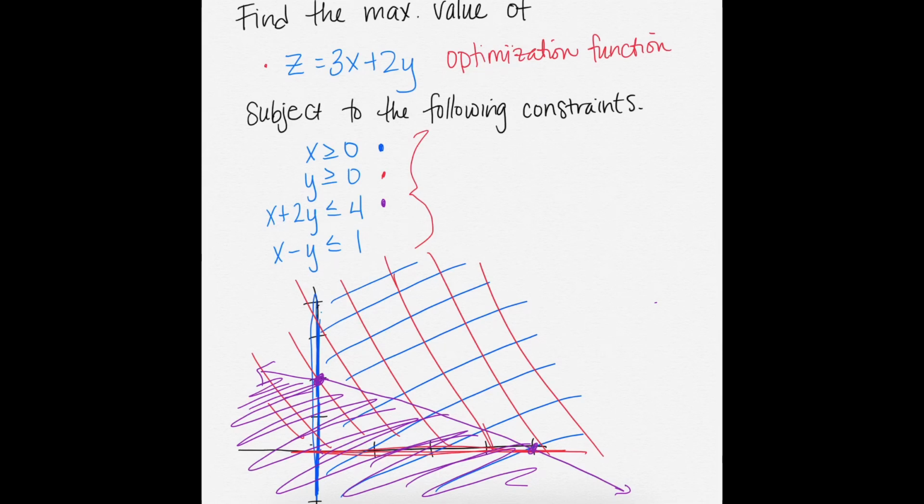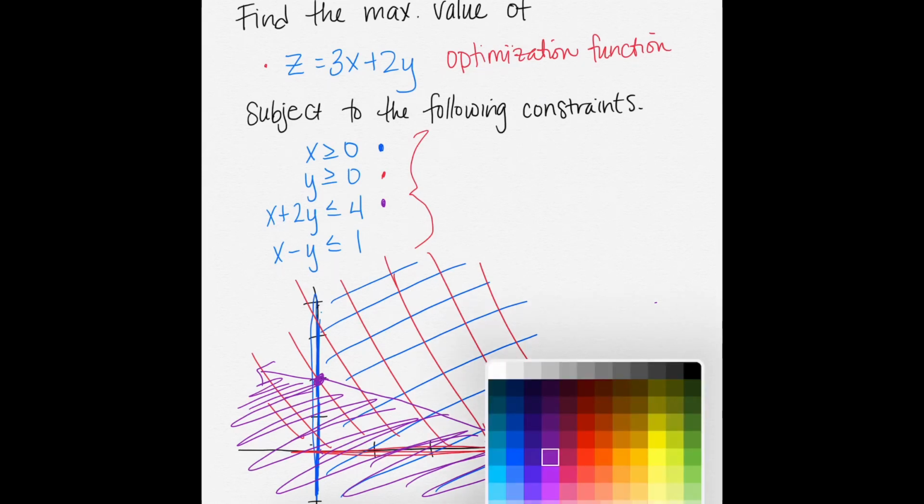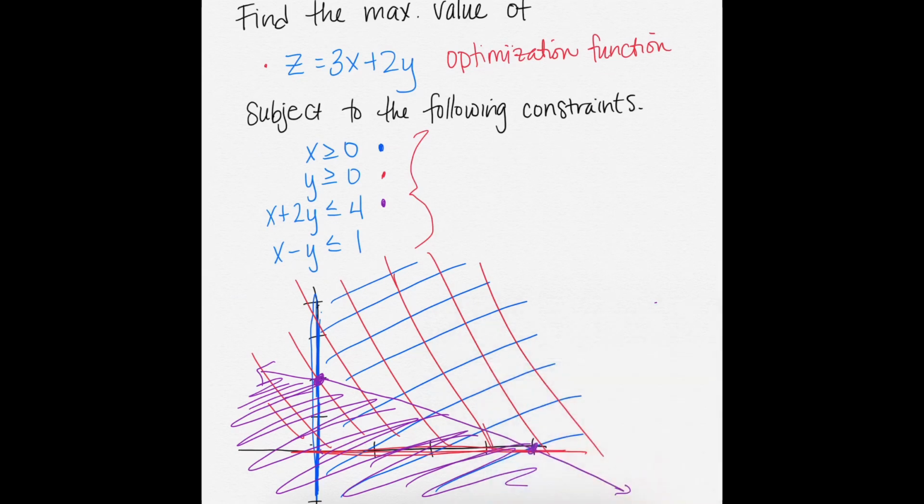Okay, and then my next one is x minus y. Let's do green for this one. x minus y is less than or equal to 1. So using the intercept method, if y was 0, x will be 1. So 1, 0 right here. And then if x is 0, y will be negative 1. So it'll be this one right here. So we're going to graph this. And this one says less than or equal to 1.